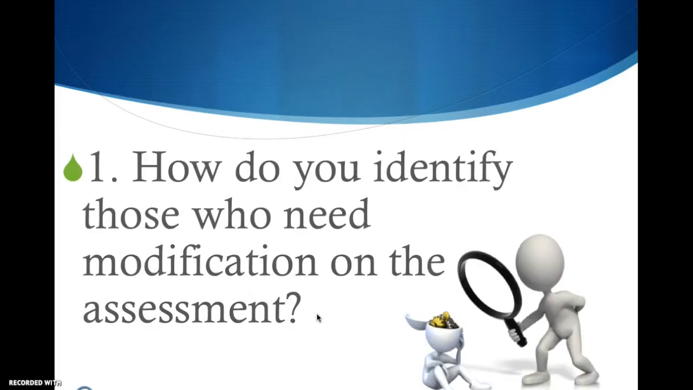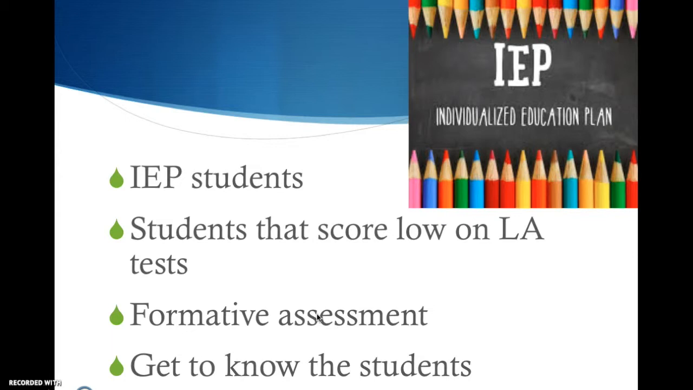So, my first question was, how do you identify those who need modification because of their low reading level on the assessment? The unanimous answer, of course, was IEP students. Obviously, if their IEP states that they need modification on their tests, then we need to give it to them. But they also mentioned that students that score low on language arts tests also may need modification of some sort.